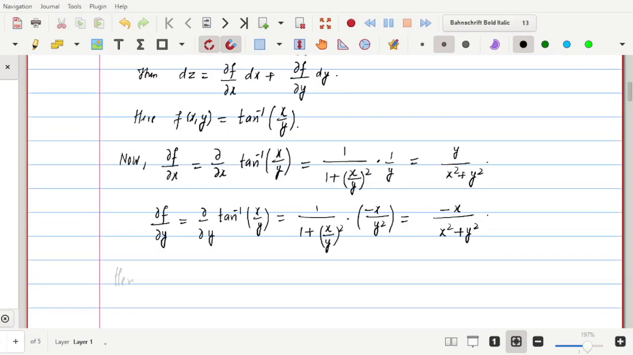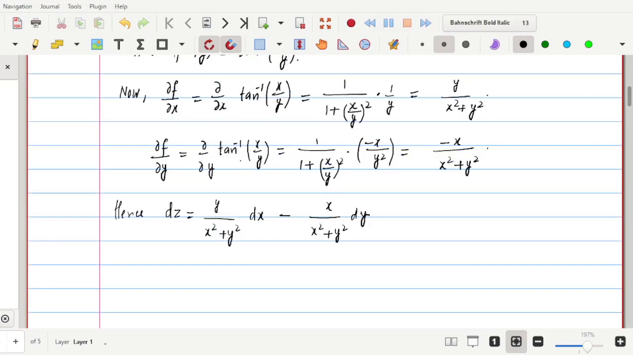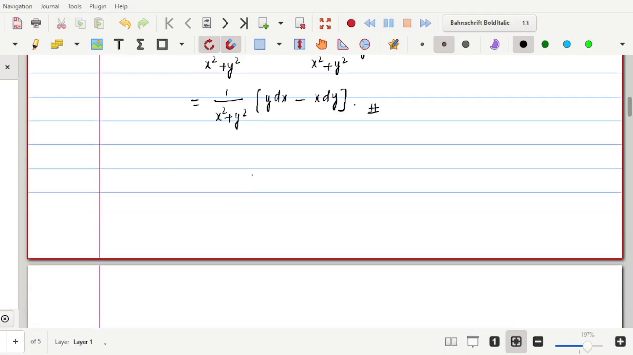Therefore finally, dz, which is equal to del f by del x into dx, and we substitute the value of del f by del x, so we get y divided by x square plus y square into dx minus x divided by x square plus y square dy. Now simplifying this gives 1 divided by x square plus y square into (y dx minus x dy). So this is the final answer for the total derivative of the first part with respect to x and y. Similarly, we can take up the second part.